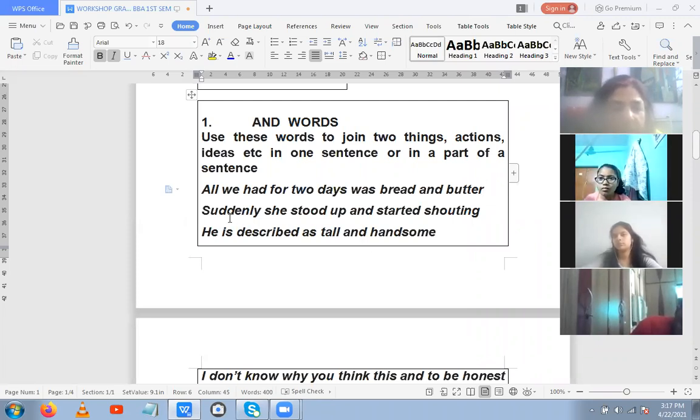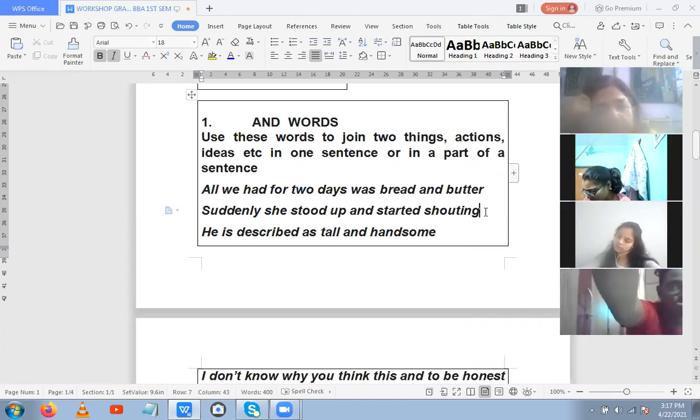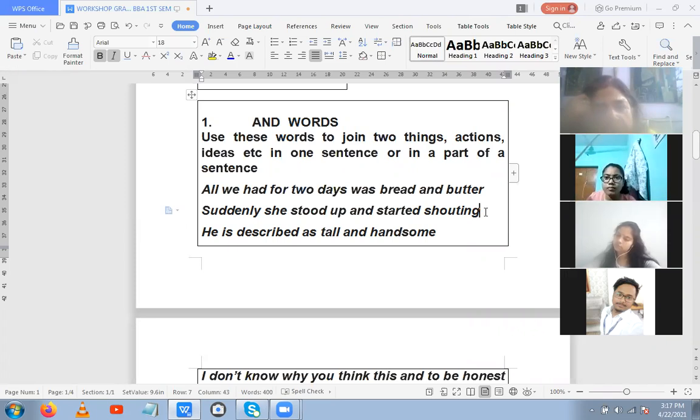The second sentence. Suddenly she stood up and started shouting. How can you paraphrase this sentence? You've also been studying paraphrasing in the business communication syllabus. What is paraphrasing? Supposing I ask you to change the sentence in your own words. Suddenly she stood up and started shouting. How can you frame the sentence using your own words? You can do this by paraphrasing.